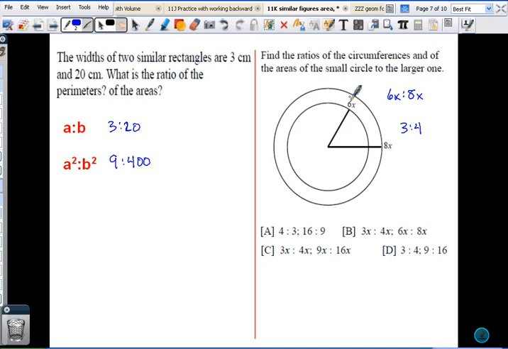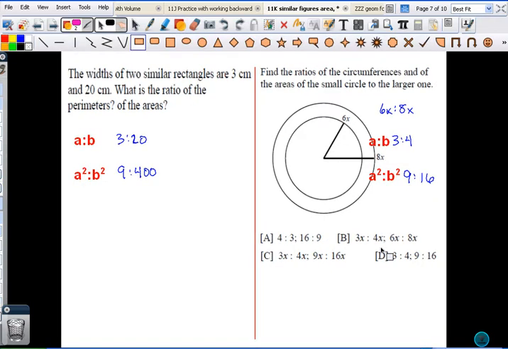Then for area, I just square each one. What we just found was our a to b, and then a squared to b squared would really simply be 3 squared, which is 9, and 4 squared, which is 16. So the answer here is D.